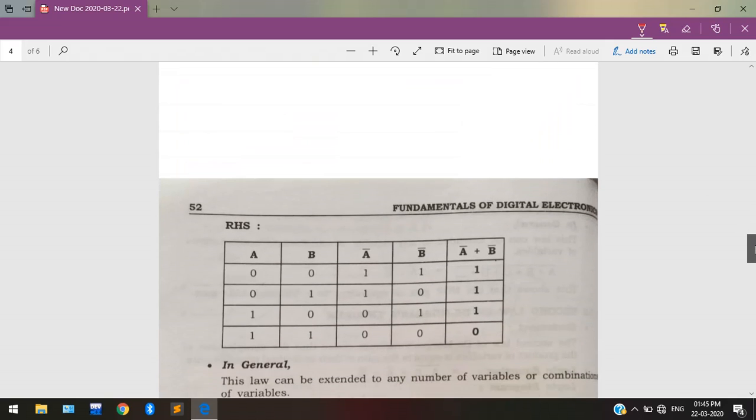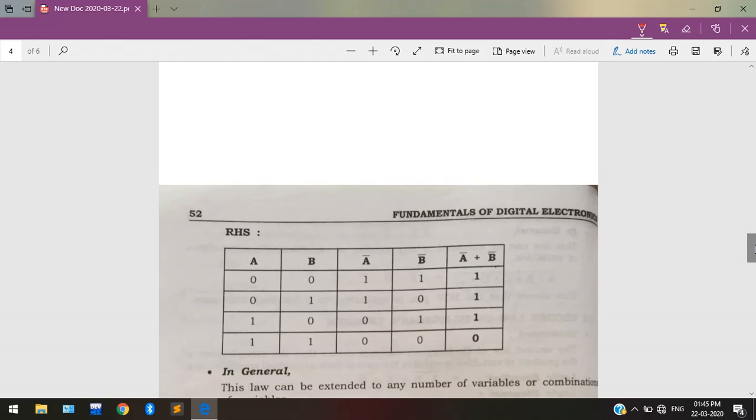Now the RHS side. On the RHS side we have to evaluate A bar plus B bar. What will be the output of A bar plus B bar? First of all we write the first column as A, the second as B, the third as A bar, the fourth as B bar, and the final output is the addition of A bar plus B bar, meaning the third and fourth columns. Now first of all we keep A as 0, A as 0, B as 0, B as 1.